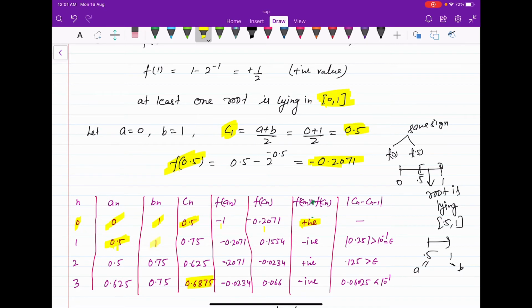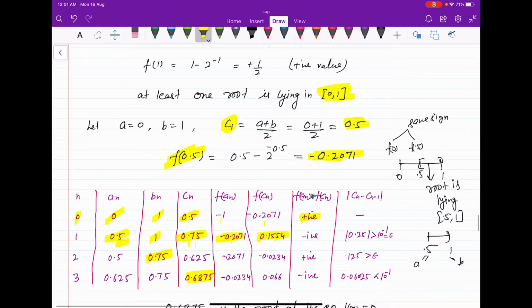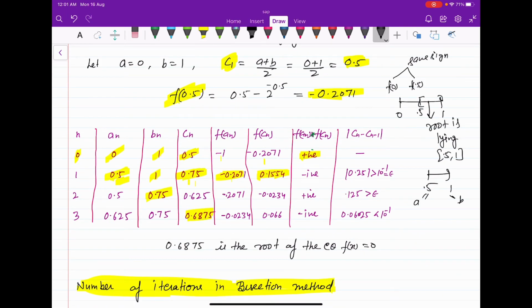Now we will compute the midpoint of 0.5 and 1, it is 0.75. Now we will compute the function values at a and c. One value is negative, another is positive. So the root is lying between a and c only. A is your 0.5 as it is, and c is 0.75, which becomes your b. Okay.